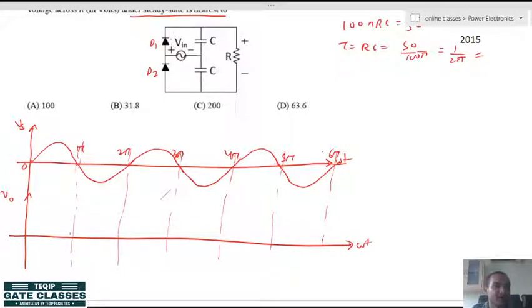The circuit will be like this, I am drawing it like this. The capacitor will charge first. So, when the capacitor charges, what will happen? The capacitor will charge fully to this Vm.